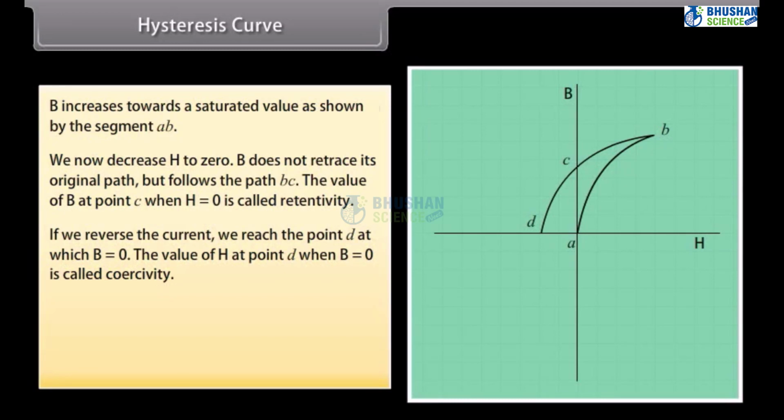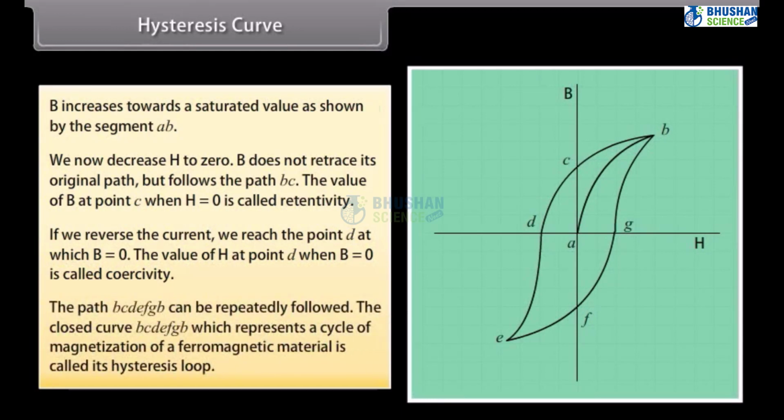As we further increase the reversed current, B saturates in the opposite direction at point E, and turning the current to 0 at point F. If we increase the current, B again gets saturated value at point B. The path BCDEFGB can be repeatedly followed. The closed curve BCDEFGB, which represents a cycle of magnetization of a ferromagnetic material, is called its hysteresis loop.